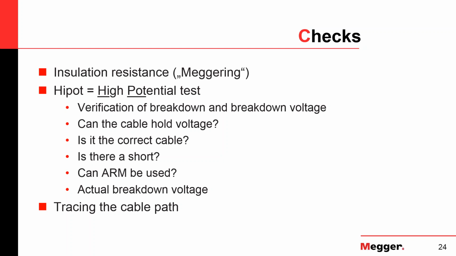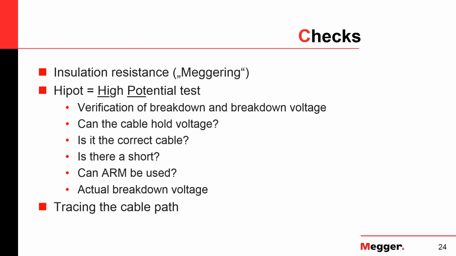Then you can see, is there a short? How do you see this with that kind of test? Well, if the voltage is not building up and you see a lot of leakage, that indicates that there's a fairly low resistance somewhere on the cable. That also determines whether I can use the most popular prelocation method, the arc reflection method, or not. In certain fault configurations, you cannot use the ARM. It's just not working physically.